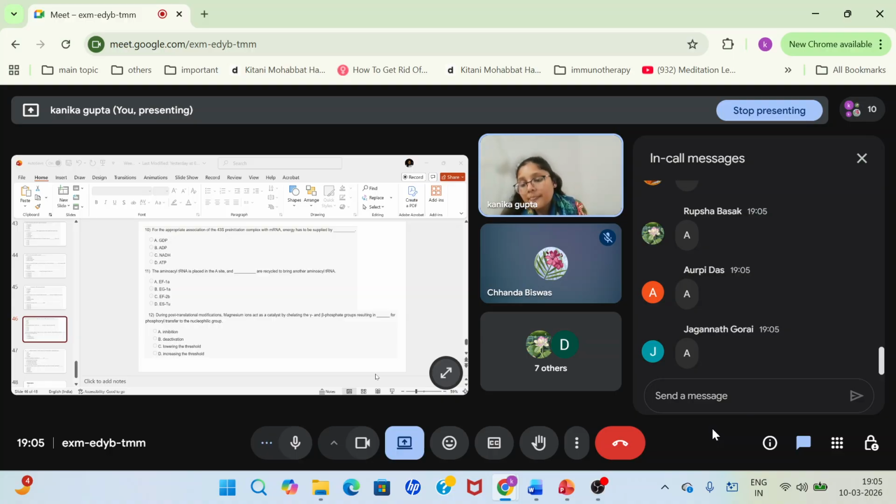Okay? Next question. During post-translational modification, magnesium ions act as a catalyst by chelating the gamma and beta phosphate groups, resulting in dash for phosphoryl transfer to the nucleophilic group. Tell me. Question number 12. Yes, it is lowering the threshold. It is the lowering of the threshold of energy so that the transfer can happen.